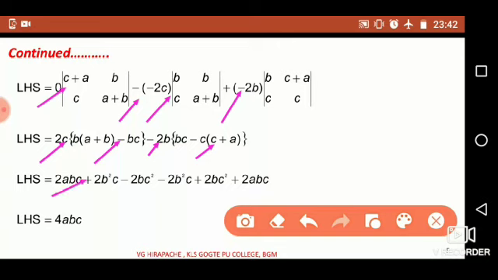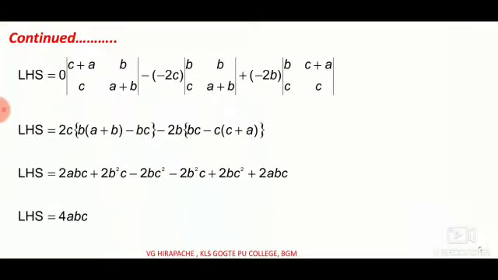After expansion we have 2abc plus 2b square c minus 2bc square minus 2b square c plus 2bc square plus 2abc. If we cancel the elements like this, then we have 2 times abc plus 2 times abc, that gives 4 times abc. Therefore the left hand side is equal to the right hand side.